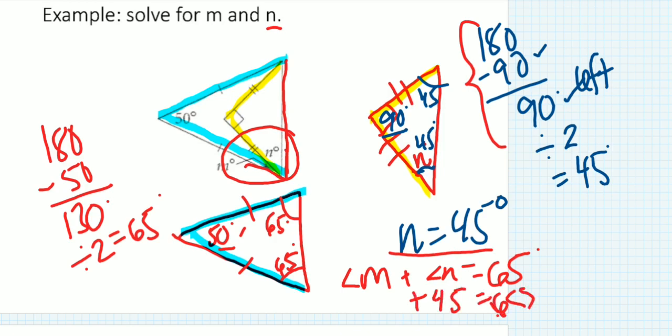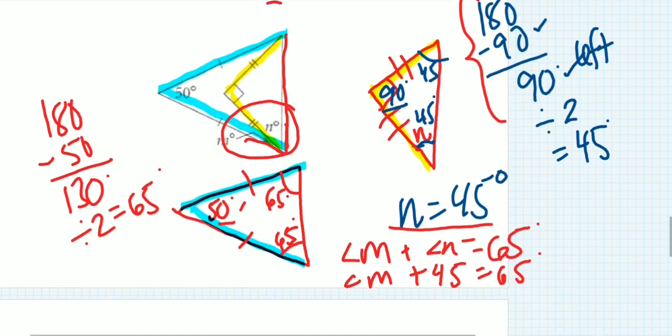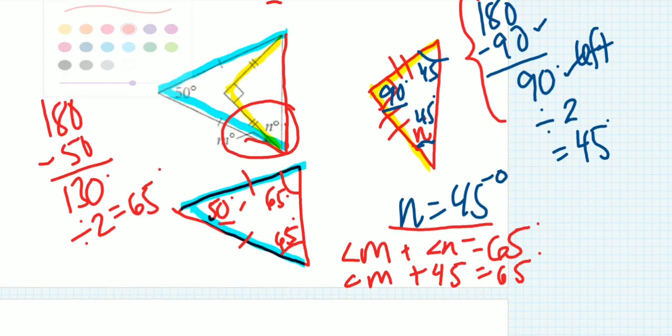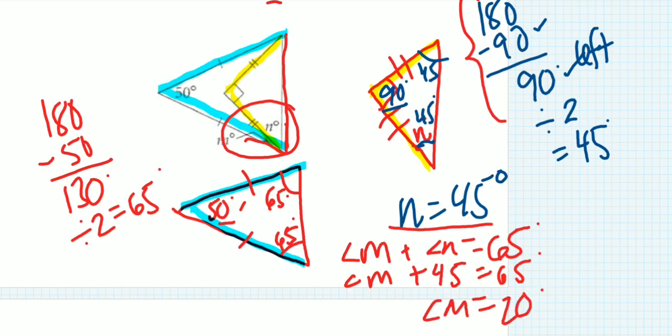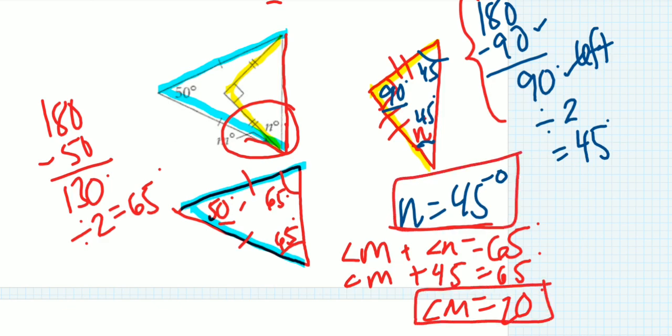Okay? Sorry about that. And so what we have here is a very simple equation to figure out the measure of angle M. The last thing you have to do is subtract 45 on both sides. And then all we're going to figure out is angle M is equal to 20 degrees. Okay? So there you go. This is probably going to be considered the hardest one you've seen so far, but it's just because you're doing a lot of little random steps here.